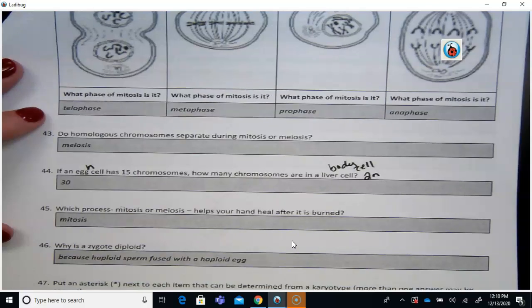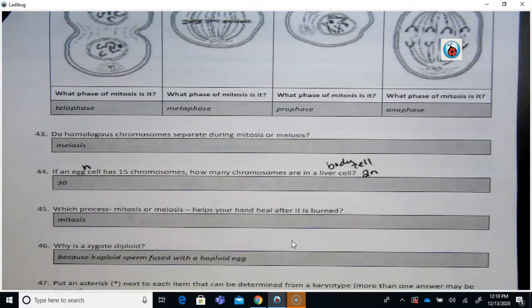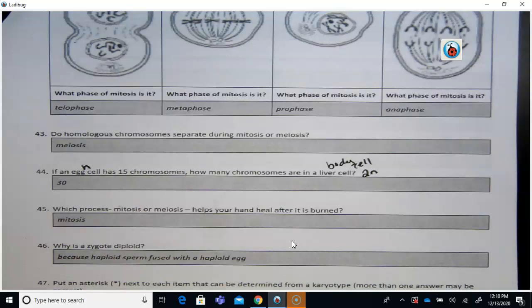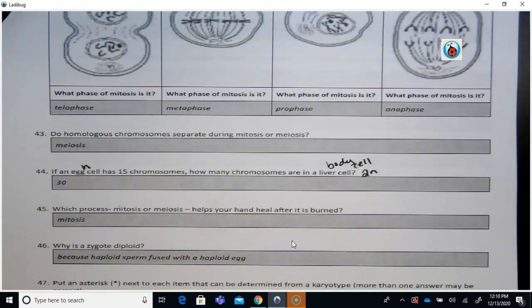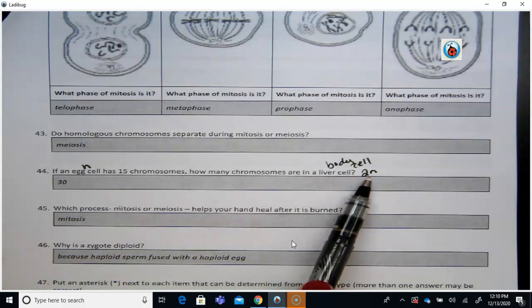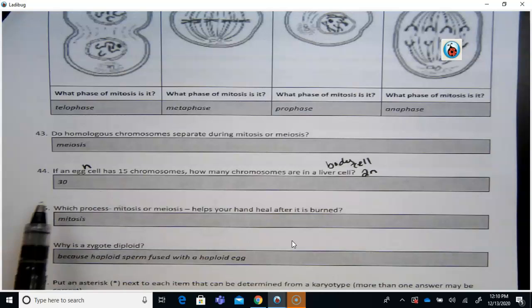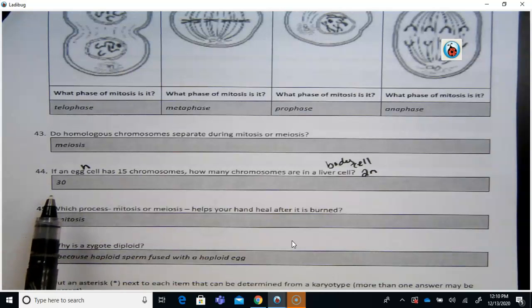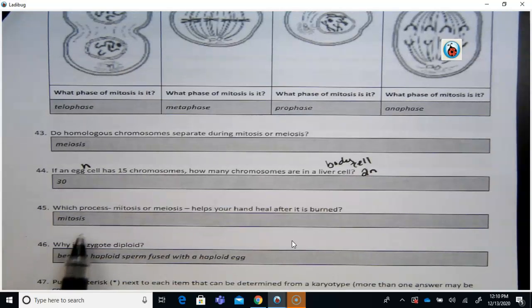In 43, do homologous chromosomes separate during mitosis or meiosis? Meiosis. Number 44, if an egg cell has 15 chromosomes, it means it's haploid. How many chromosomes are in a liver cell? A liver cell is a body cell, and it is diploid. So it's going to have twice the amount of DNA or chromosomes, so it would be 30.